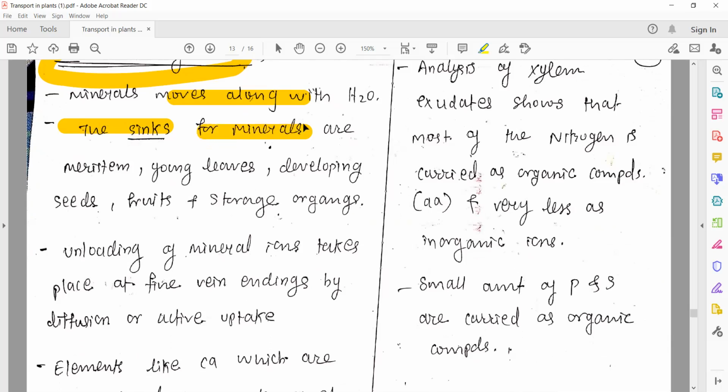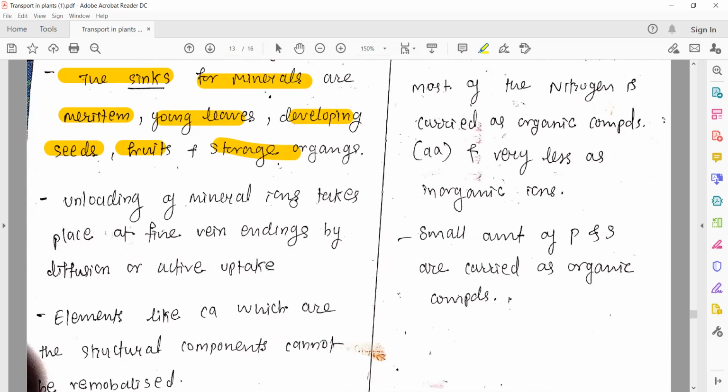The sink for the minerals: see, sink means what? The part where these minerals have to be stored or transferred. So the meristem is one region, younger leaves are one region, developing seeds are a region, then the fruits and the storage organs, where these minerals can go and work or be stored. Understood? So these areas are called a sink. Very, very important, because we are going to study sink theory in detail just after this.